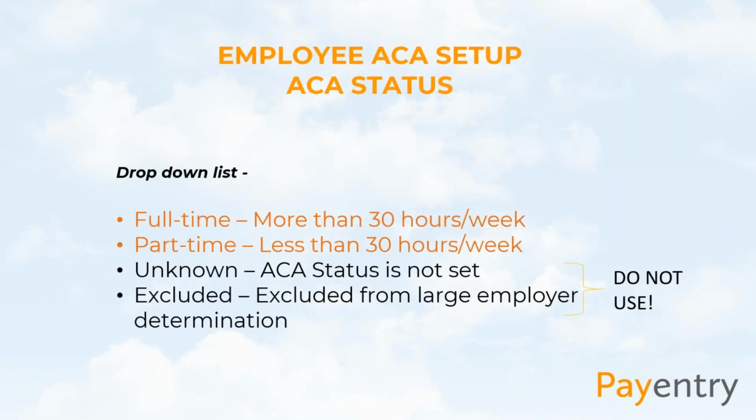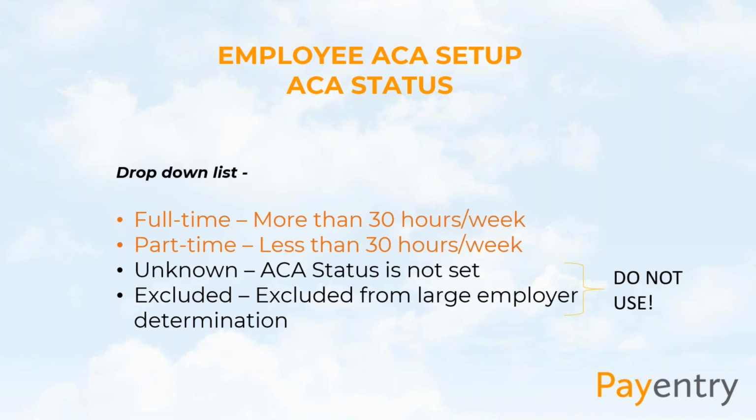The drop down list that will come up will give you these options. You get full-time, more than 30 hours a week, even if your designation for full-time at your company is 40 hours a week, that doesn't matter. The ACA says that if you have people who work more than 30 hours on a regular basis, then they are entitled to health insurance. Part-time, according to ACA, is an individual that works on average less than 30 hours a week.